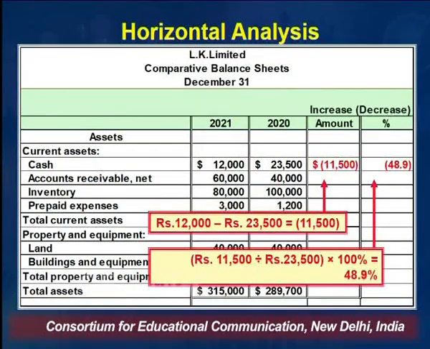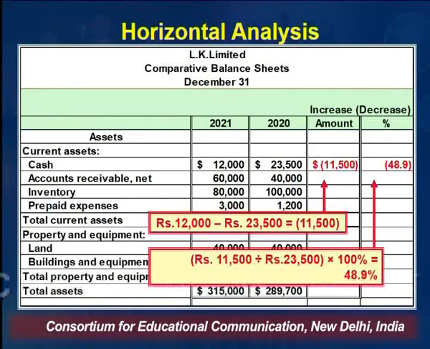If you look at the value of cash, in 2020 it was 23,500, and in 2021 it has become 12,000. So what we have done, 12,000 minus 23,500, the value comes in negative, that is 11,500. That is why we have shown it in bracket. Bracket means negative, or you can say there is a decrease in cash. If it is not in bracket, it is supposed to be an increase. Now the question comes, how to calculate the percentage. I have told you the formula, very simple. 11,500 is the change divided by the base year value.